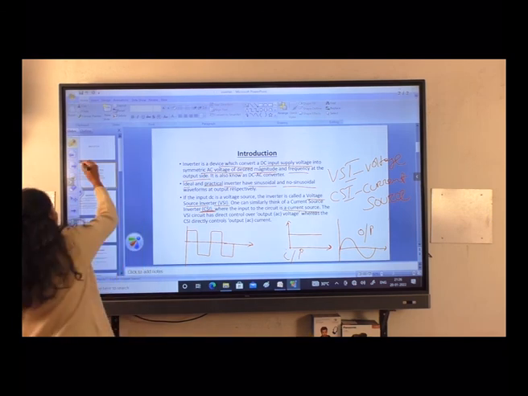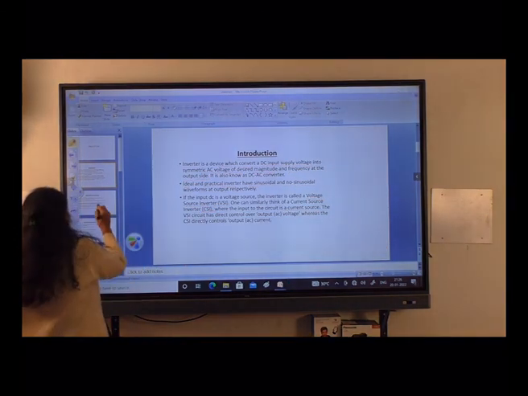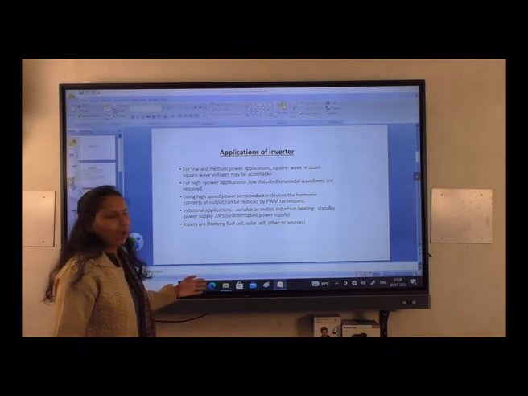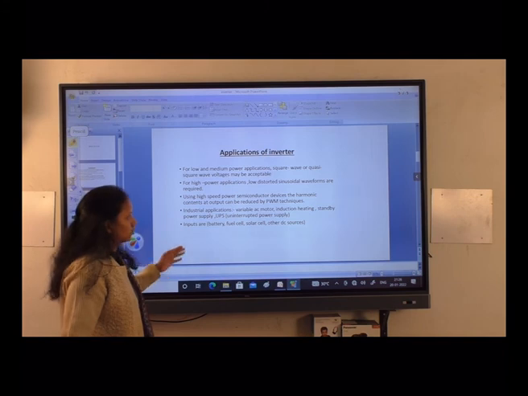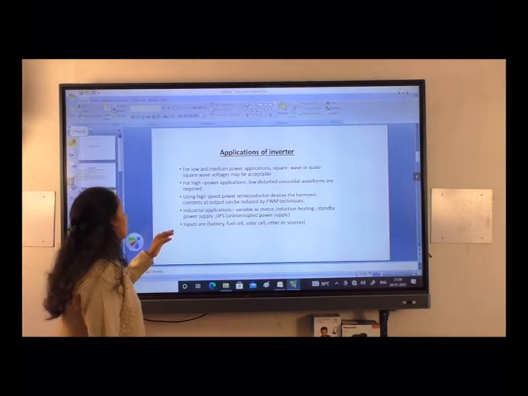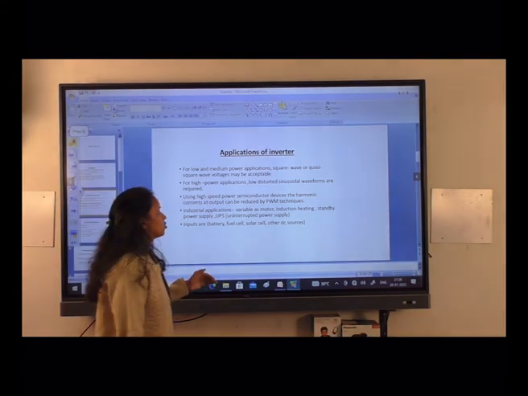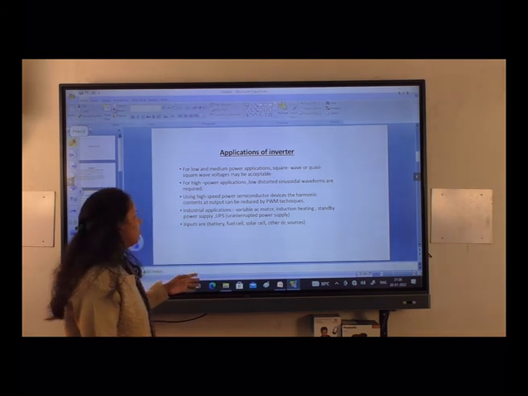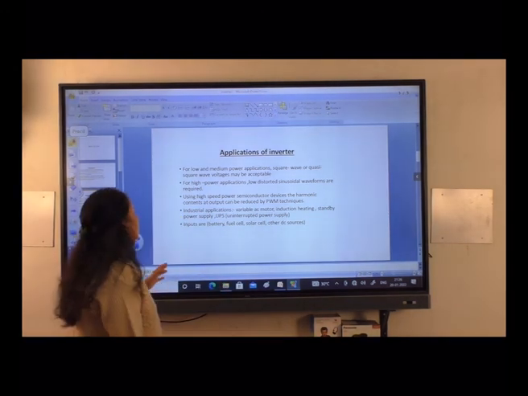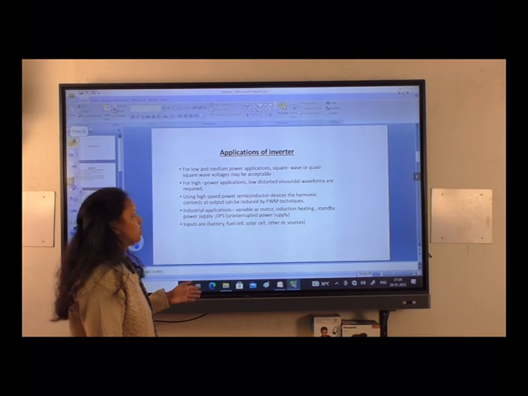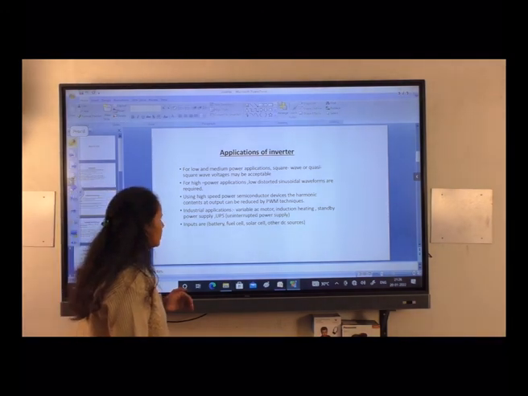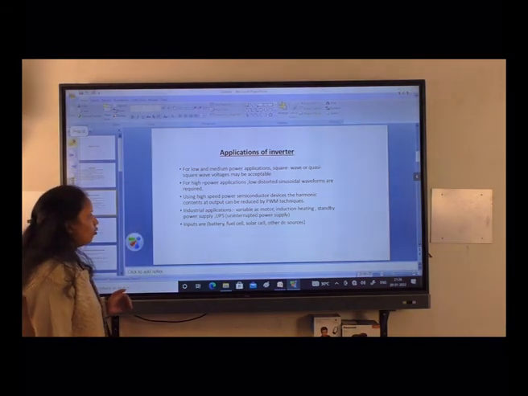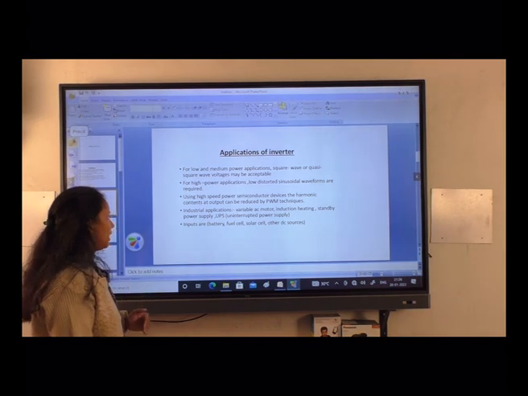Next is the application. These are the applications of the inverter. For low and medium power applications, square wave or quasi square wave voltage may be acceptable. For high power applications, low distorted sinusoidal waveforms are required. Using high speed power semiconductor devices, the harmonic content at the output can be reduced by the PWM technique.